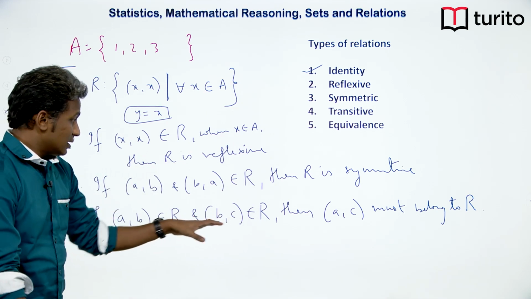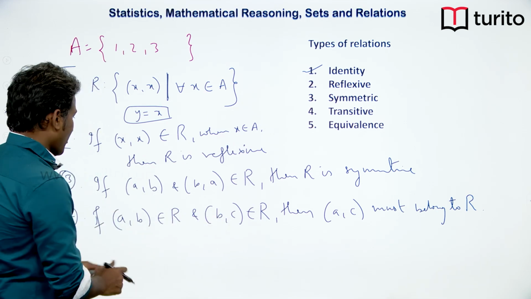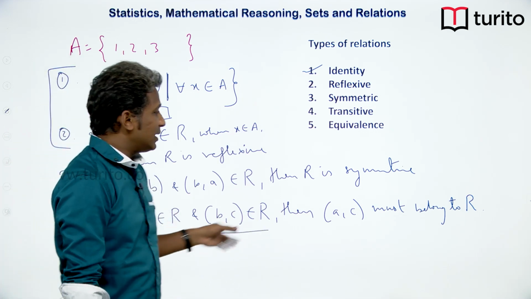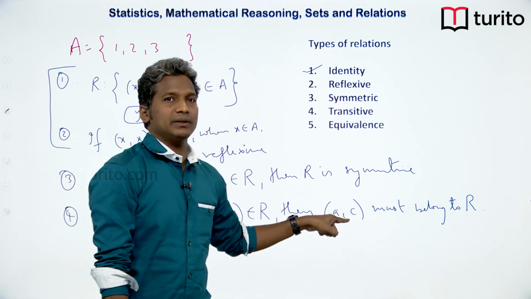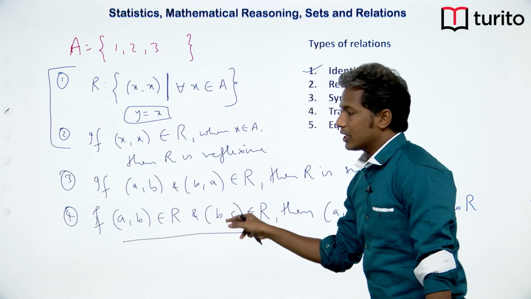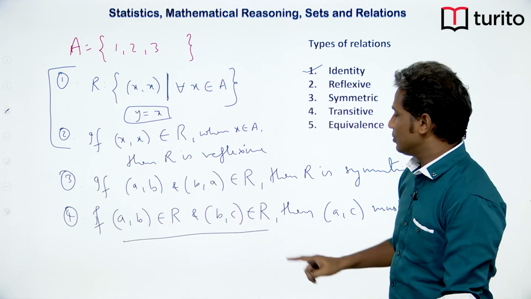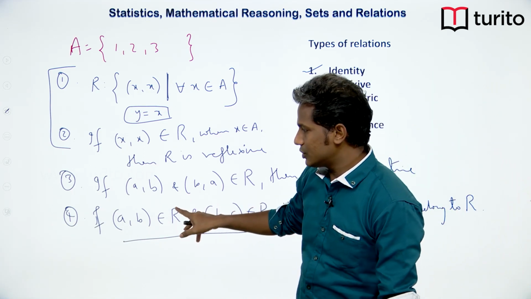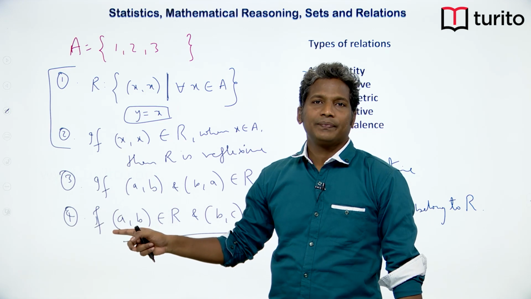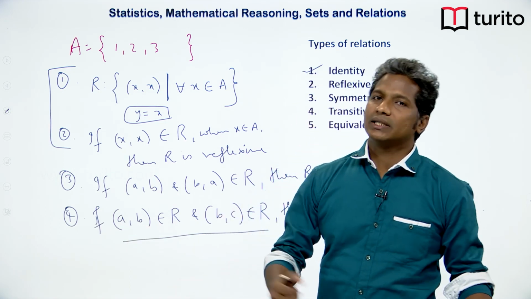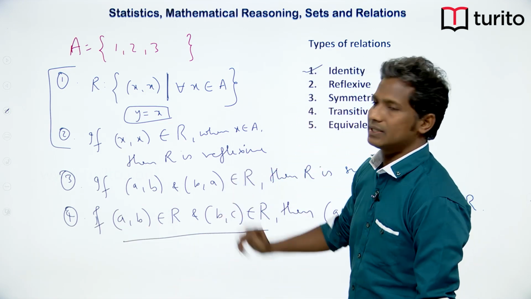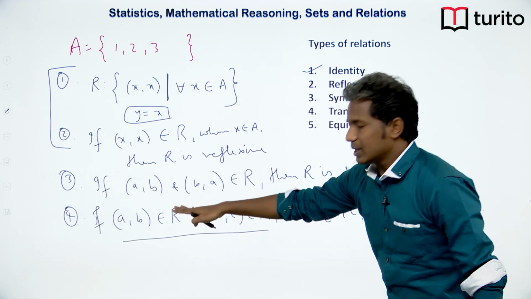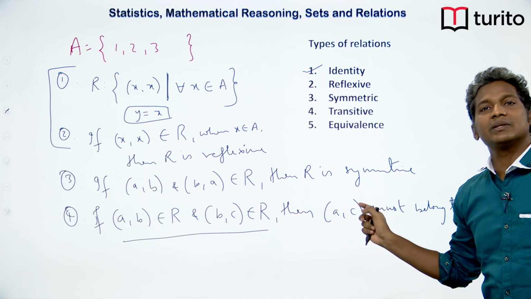So, here logically think about this. If these two are present, only then we should look for A comma C. If these two are not present, then there is no need of checking A comma C. That means out of these two, if only one is present, then we do not have to check for transitive. So, let us look at the examples and see. The rule is: if both of these are present, then A comma C must be checked.